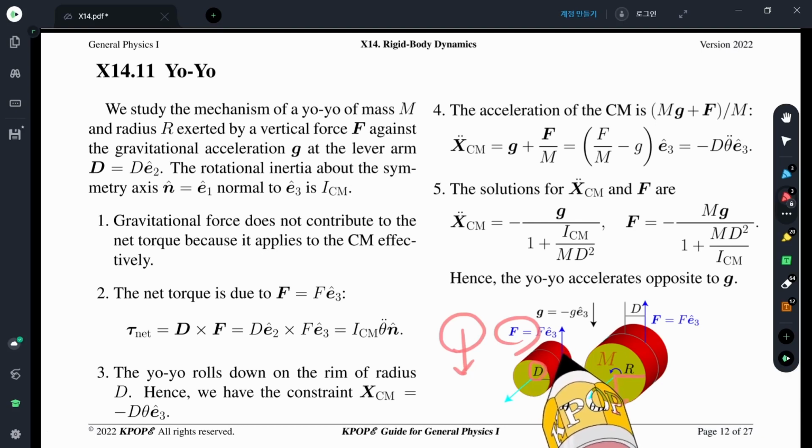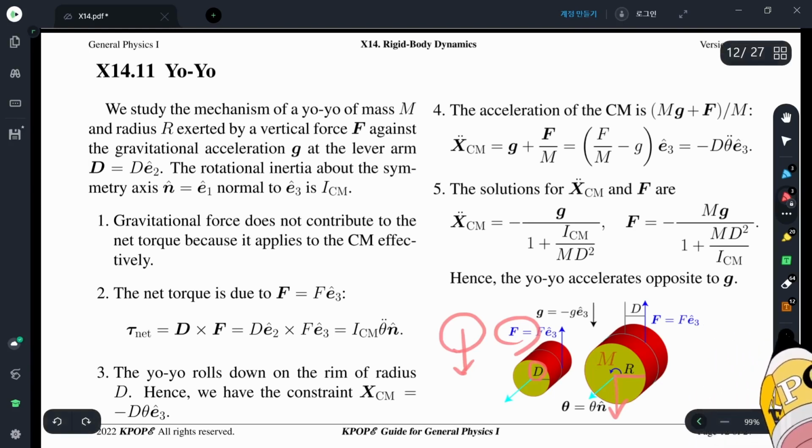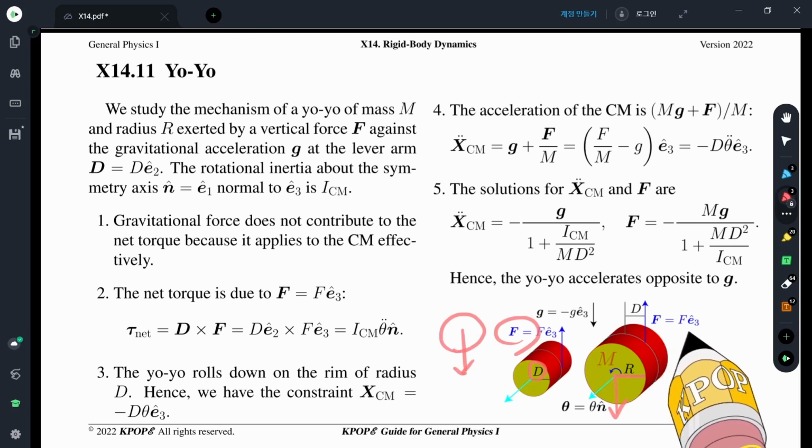And even though our force is not really greater than the gravitational force, we do not require a very, very large amount of force. However, we can make it roll up instead of roll down in spite of the gravity. That's the key mechanism. To solve this problem, we have two linear equations.